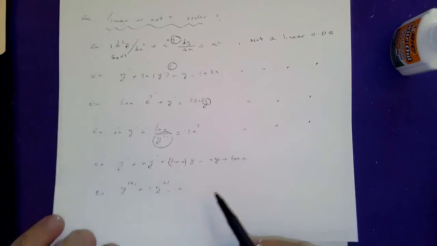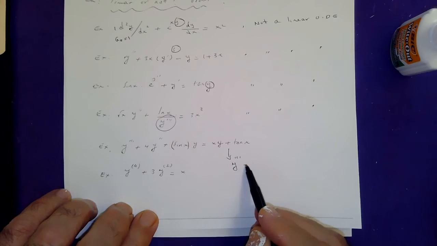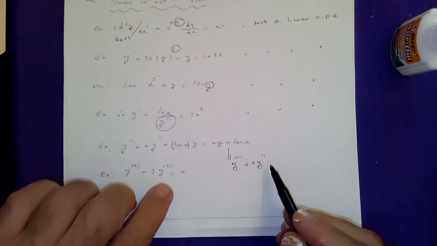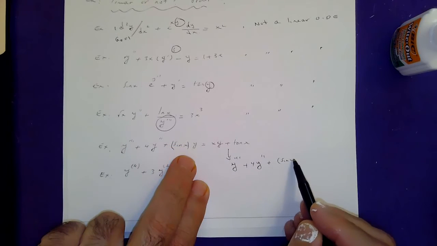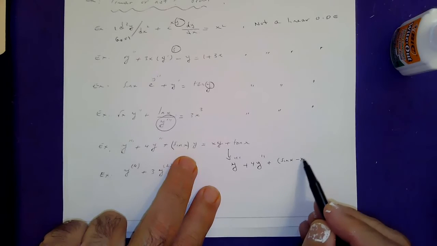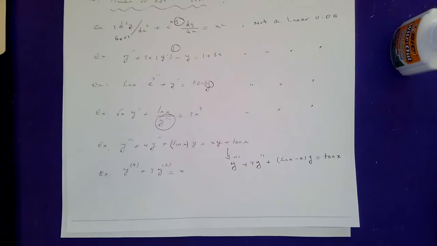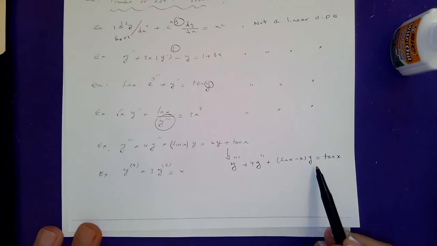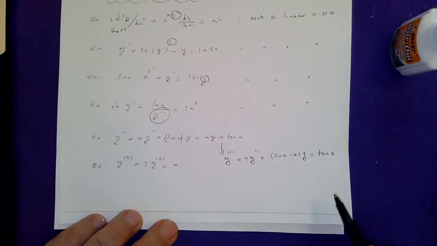What about this guy? Well, this guy needs a little bit of simplification like so. If I put the xy over on the other side and factor out y, I'm going to end up with something like this. Do you see it? So that would be sine of x minus xy. So is this linear? Well, it sure looks like it.